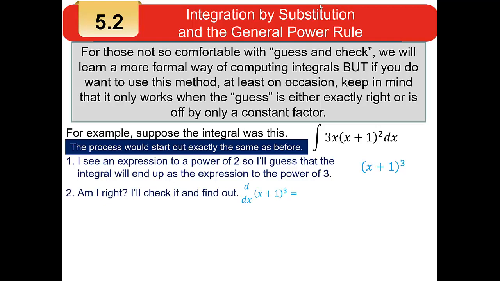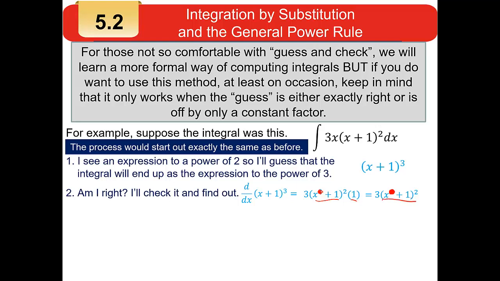So I take the derivative of my guess. General power rule says take the 3 down front, drop the power on x plus 1 down to a 2, and then take the derivative of the inside, and the derivative of x plus 1 is just 1. So my check gives me 3 times the quantity x plus 1 squared.